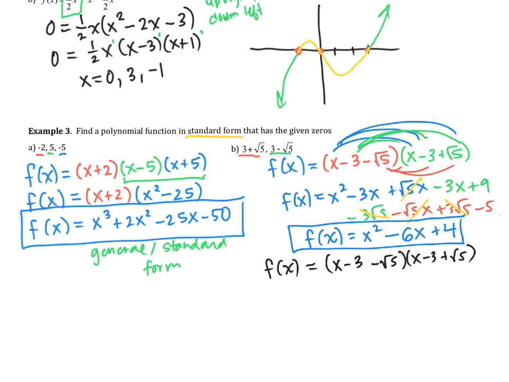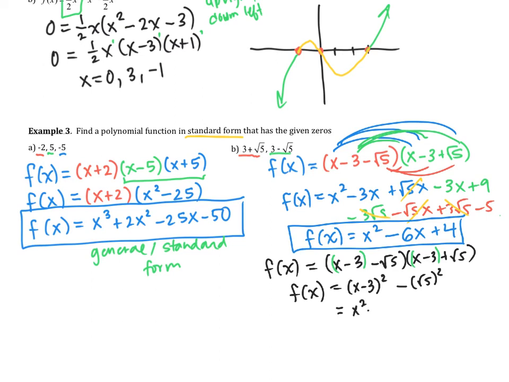Okay, I'm going to consider the fact that these are almost the same factors. They both have an x minus 3, and then one of them has a minus root 5 and one of them has a plus root 5, which really means this is a difference of squares. And if I consider it like that, then when I multiply this out, I'm really getting the first thing squared minus the second thing squared. Because this is really x minus 3 squared minus root 5 squared.